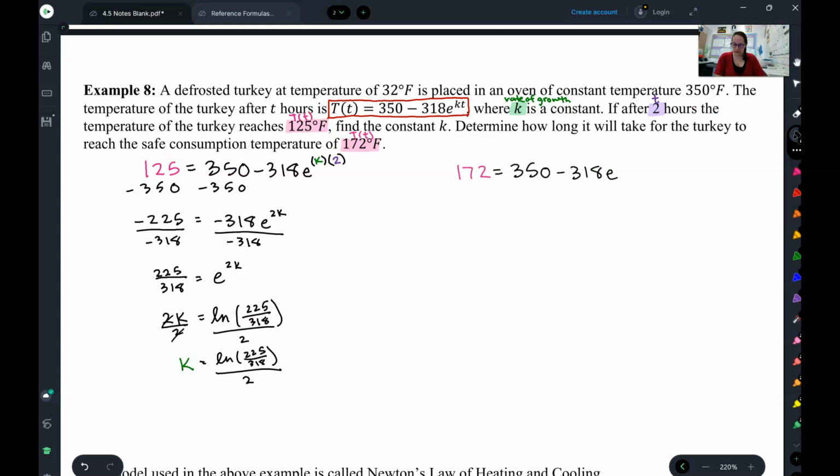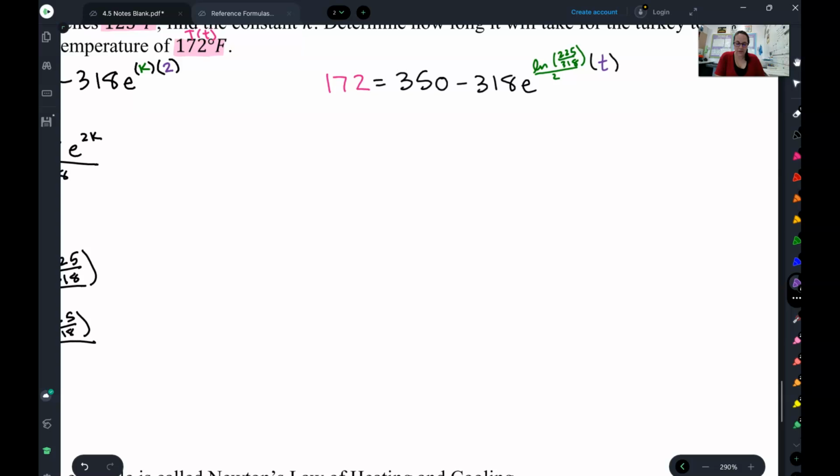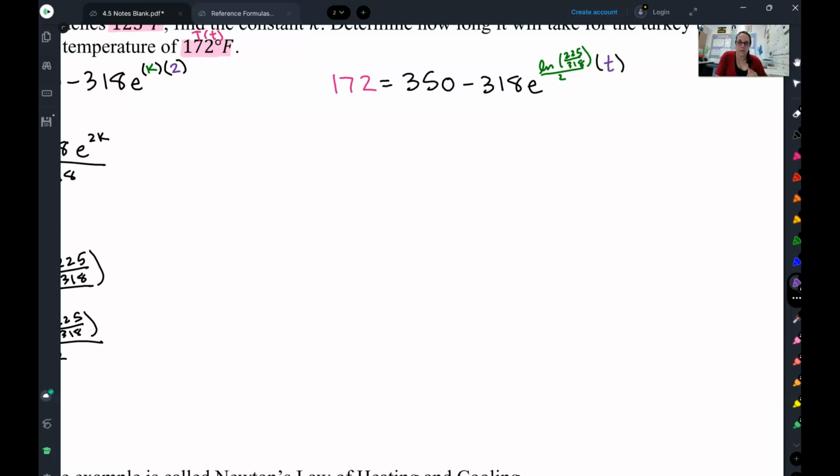So here's my equation. And this time in my equation, I know what K is. I solved for that. 225 over 318 all over 2. And it looks like this time I am solving for T. I'm solving for how long is it going to take for my turkey to reach 172 degrees. So, using all the skills you've learned from this lesson so far, I would like you to pause the video and try to solve for T on your own, and then come back and check your work.